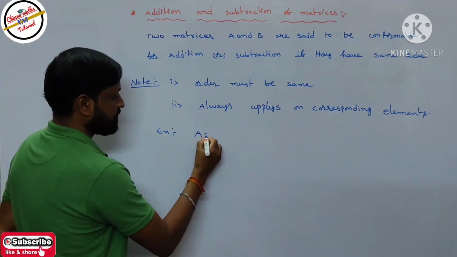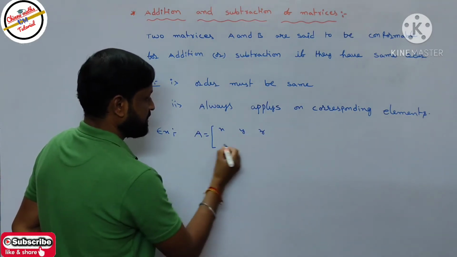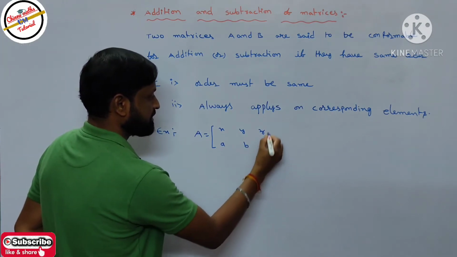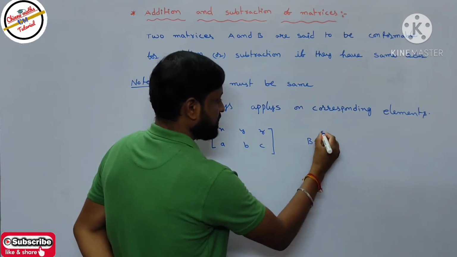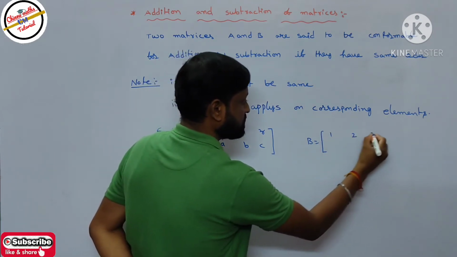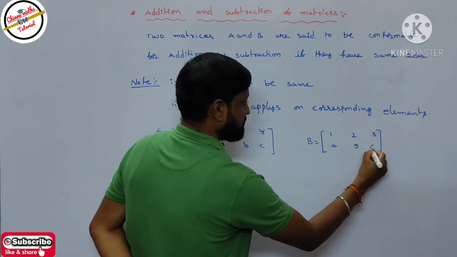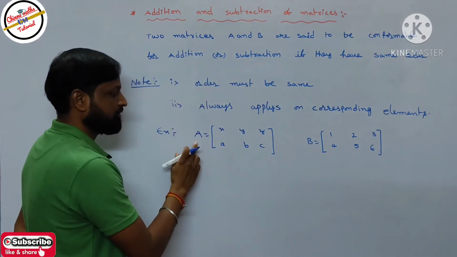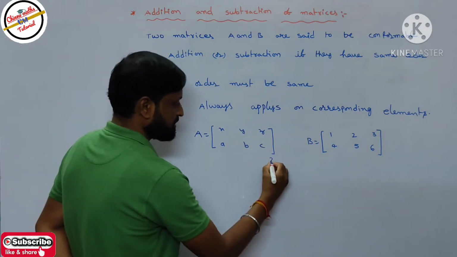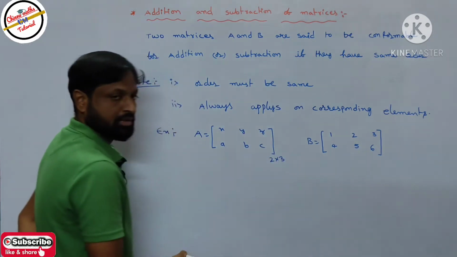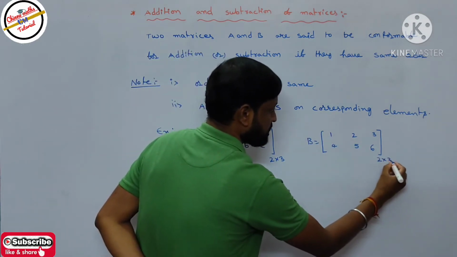Suppose the matrix A is given as X, Y, Z, A, B, C. Then the matrix B is given as 1, 2, 3, 4, 5, 6. So what is the order of matrix A? 2 rows and 3 columns, so that means 2 by 3. Matrix B is also 2 rows and 3 columns, 2 by 3.